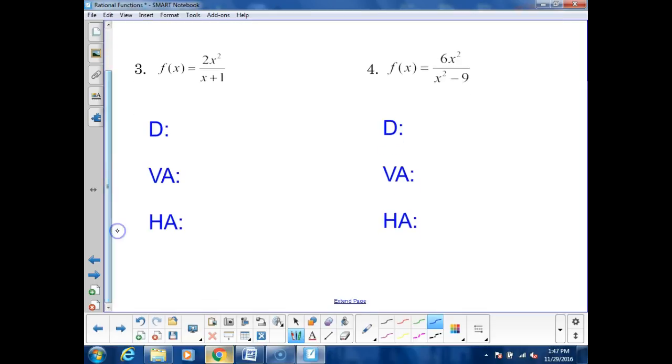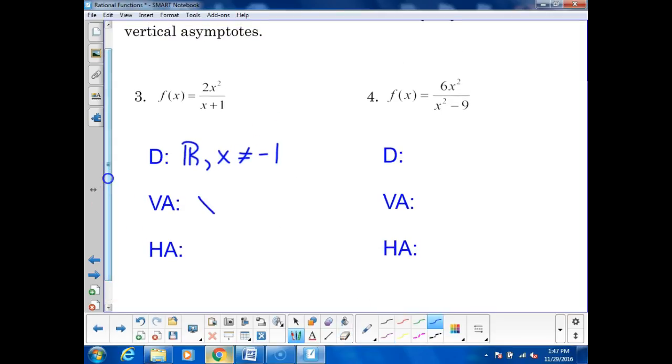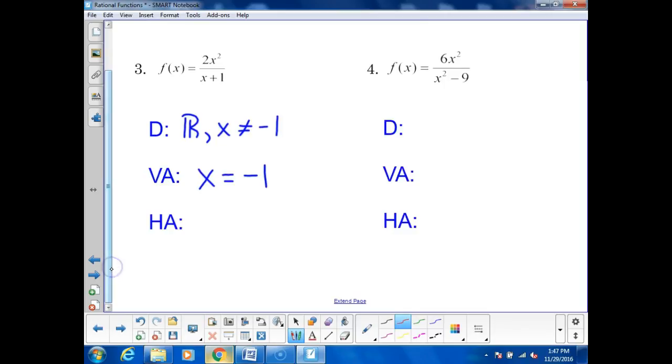Just finding the domain of the first one. All real numbers, but x cannot equal negative 1, which then means I have a vertical asymptote of... no, negative 1's a number. x equals negative 1 is a line. Horizontal asymptote then. Degree of the top is 2. Degree of the bottom is 1. So top is bigger. So that's a none case.